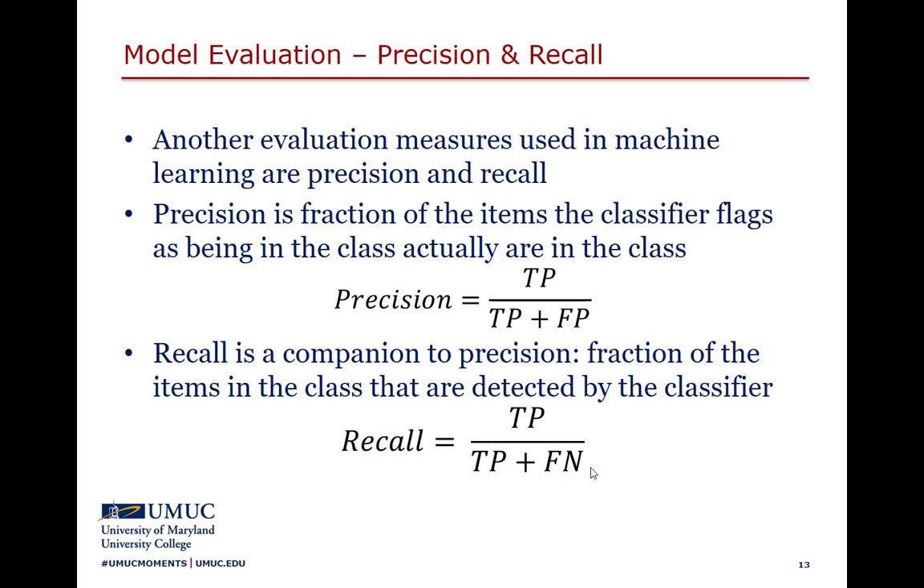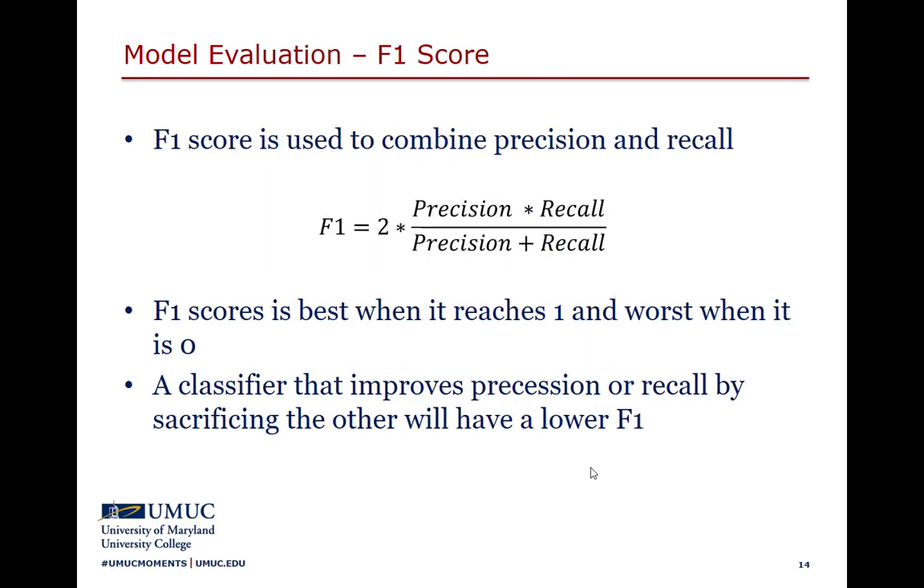So there is a metric that combines the two called F1 score. It's nothing but it tries to optimize both. It's calculated as two times the product of the precision and the recall over the sum of the precision and recall, right? When F1 score is 1, that's perfect. That means you were able to optimize both the precision and the recall. When it is 0, both are worse. So a classifier that improves precision or recall by sacrificing the other will have a lower F1 score. So it's a way to combine the two.